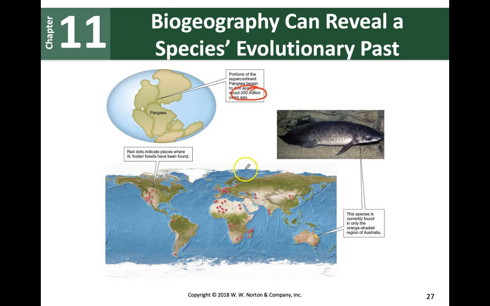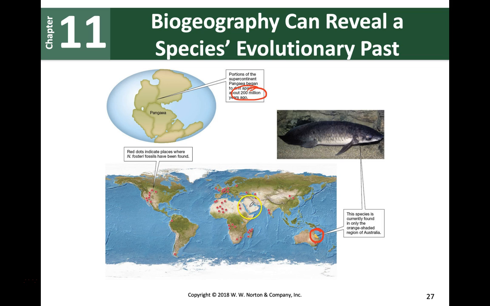But of course, 200 million years ago, our continents were not far away like this, but they were actually together. So this fish we were talking about on the last slide can only be found in this region in Australia. But the red dots are showing you where the fossils for this species have been found, and they've been found all over in different continents.